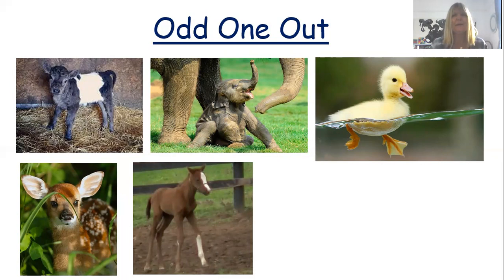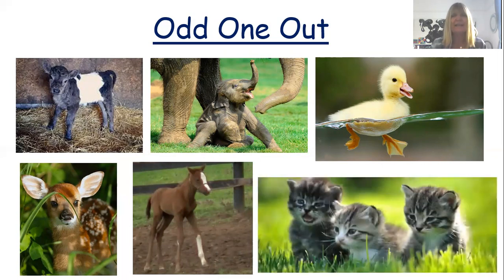Finally, we've got 3 little baby cats, and I'm sure you know what baby cats are called. Here they are. They're the kittens, out for their first adventure in the garden. So, we've got a calf, we've got a baby elephant, we've got a duckling, we've got a fawn, we've got a foal, and we've got 3 little kittens. So, odd one out. Any thoughts?